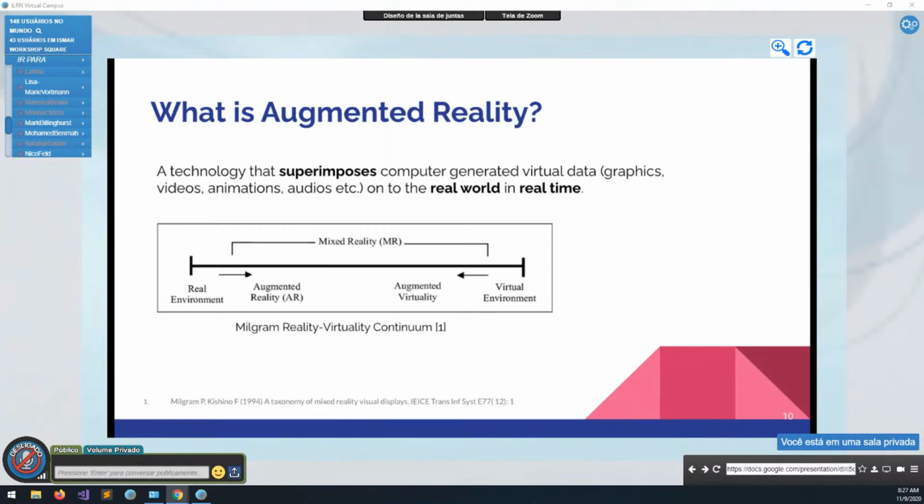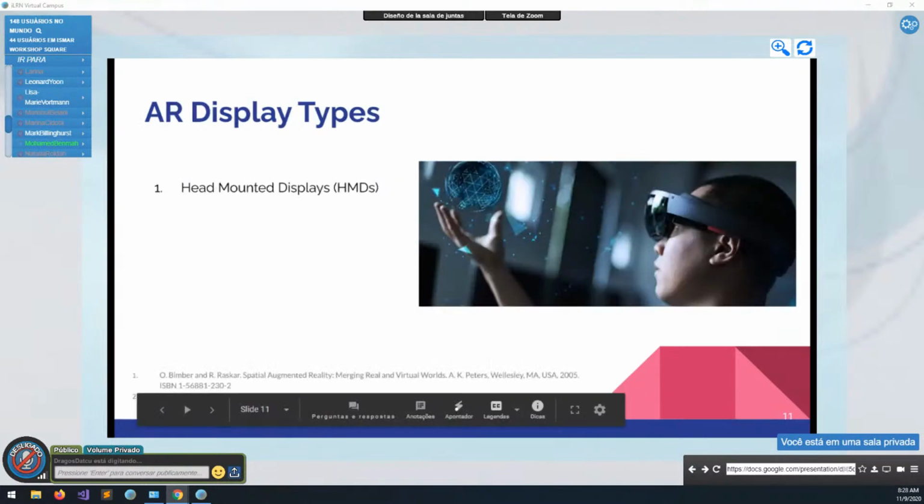So, in this spectrum, the concept of Milgram's reality-virtuality continuum was introduced. And as can be seen in the figure, the left side of the range belonged to the real environment, and the right side of the range belonged to the virtual environment. And blending the two together is what is called mixed reality. And AR gets into the phase where it is the combination of virtual information in a minor amount with the real world. And there are different types of displays.